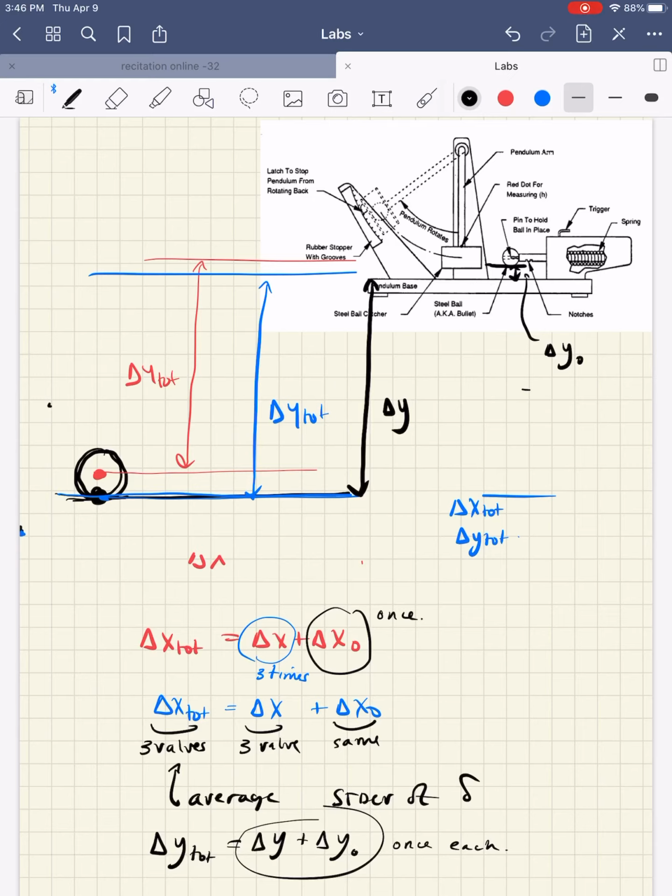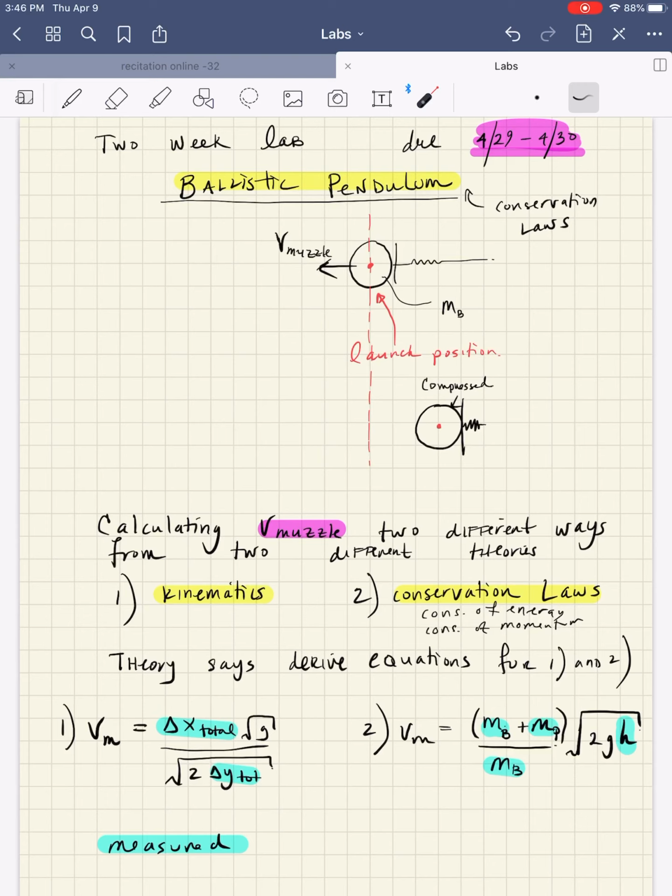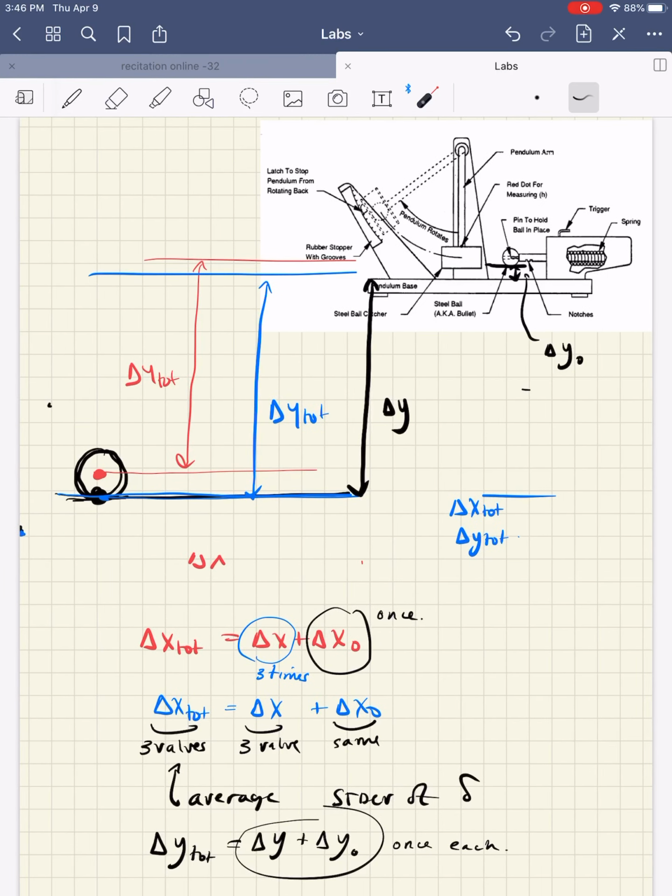And then once you have these values, again, you'll have your delta X total average plus its standard deviation. You'll have your delta Y total. You can plug them into your equation that you derived. Let's go back to it. Right here and here, to find the muzzle velocity for part one. That's not the whole thing, because once you find V muzzle from the kinematics case, so again, the kinematics case is part one, it's also going to ask you to propagate the error in the V muzzle equation. So again, V muzzle is delta X total square root of g over 2 delta Y total.